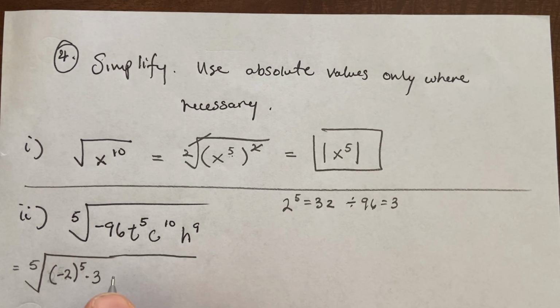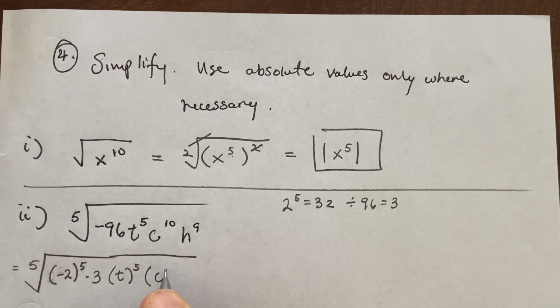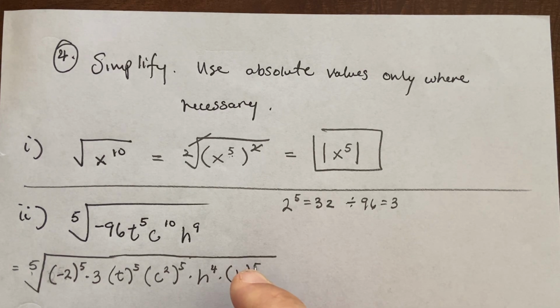I have t to the 5th, so I'll just write t to the 5th. That'll actually simplify outside. C squared to the 5th, right? I'm matching this index. 9, I have h to the 9th. In other words, I can write this as h to the 4th times h to the 5th. Right, so all these things will simplify and the other stuff won't.